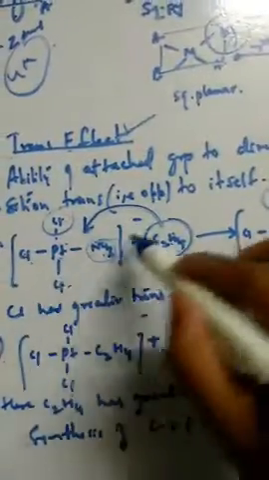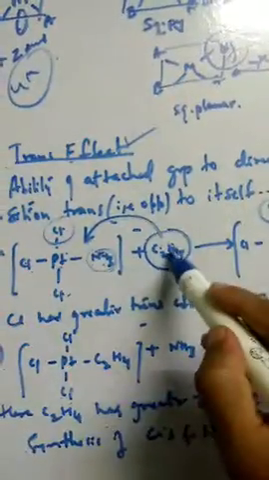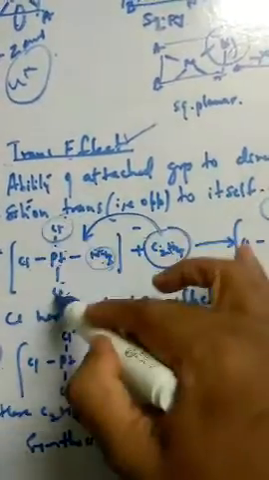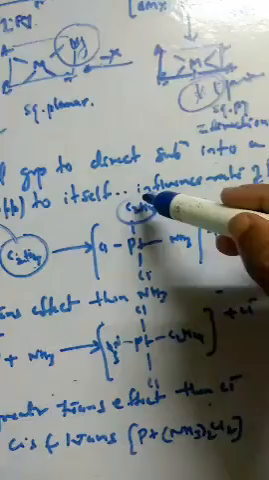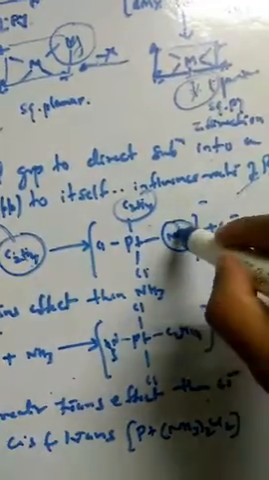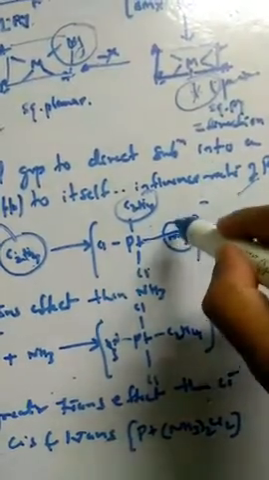So this Cl has the ability to place the incoming ligand trans, opposite to itself. See here, chlorine has placed it opposite rather than the amine. If you see the order, amine has less trans effect power than Cl. So it remains the same, and Cl is going out here.